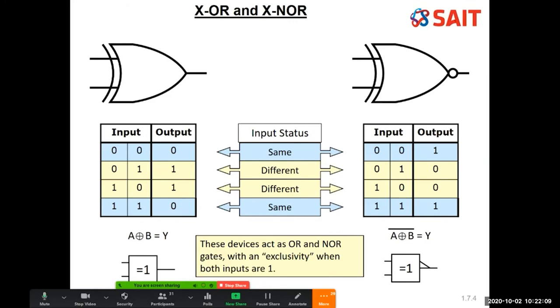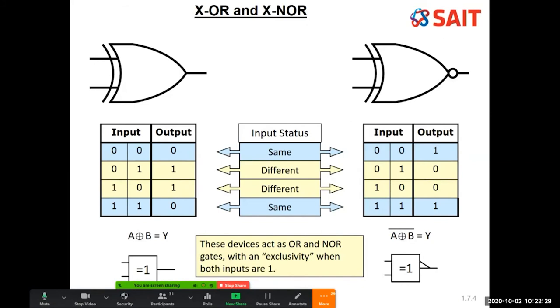If I look at this exclusive OR on the left, it's the symbol for the exclusive OR. It's an OR with this extra line behind it. We're going to be exclusive. It's only if A or B is true that the output is true. If A and B are both true, then it's not exclusive, so the output's not going to be true.